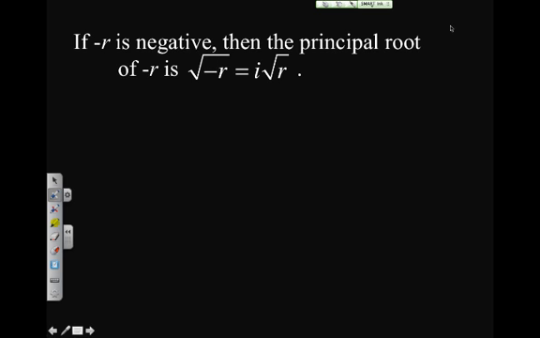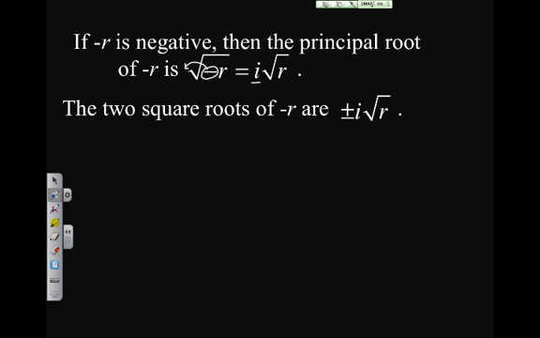I believe the last main topic we've got for this section is dealing with simplifying. If negative r is negative, if the opposite of r is negative, then the principal root of the opposite of r is the square root of negative r, and what that means is anytime you see this negative, you take it out, and it becomes an i in front of that radical. So with any negative number, we take out the negative, and it becomes an i in front of the radical. So you can see that's what happens here: now there's an i in front of the radical, and you just have the r inside the radical.